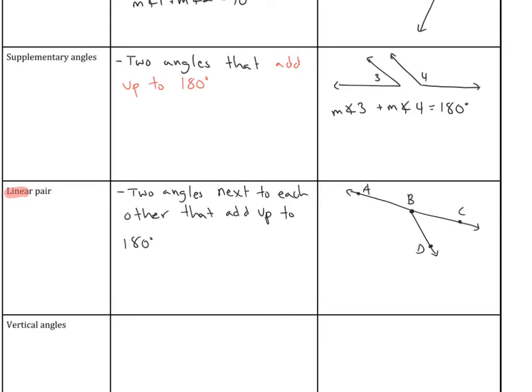But we can still write the same equation. And I'm going to use the names of the angles down here. So the measure of angle ABD plus the measure of angle DBC will be equal to 180 degrees.